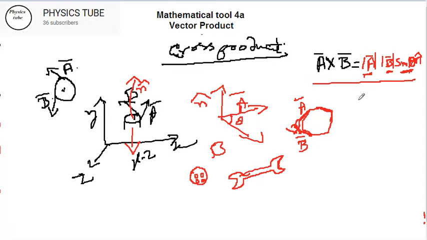So one tip I'll tell you in this: if you are asked to find the angle between two vectors, please never use cross product. In cross product you can no doubt find the angle, but that would be beating around the bush, a very complicated way.